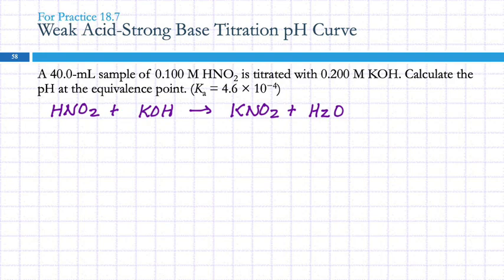What do we know about the relative quantities of acid and base at the equivalence point? They're the same, or they're the stoichiometric values, right? So this is a 1-to-1 ratio, so it'll be the same. So we could look at 40 milliliters of 0.1 molar nitrous acid. Well, let's just organize this here. 40.0 milliliters. This is 0.100 molar. And this is 0.2 molar.